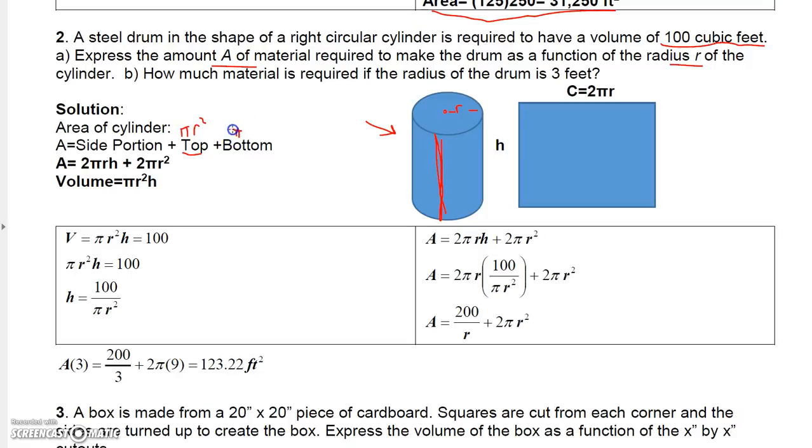The area of the bottom is pi r squared. So those two areas add together to give me 2 pi r squared. The catch is, how do I find the area of the side of the can?